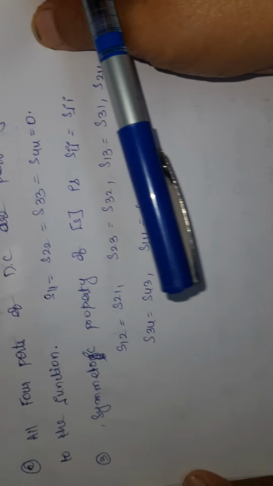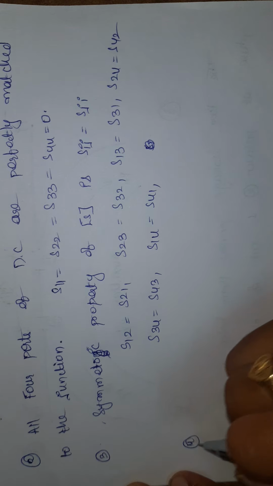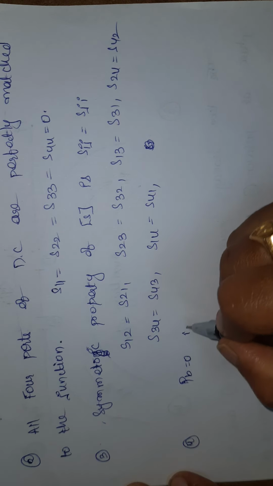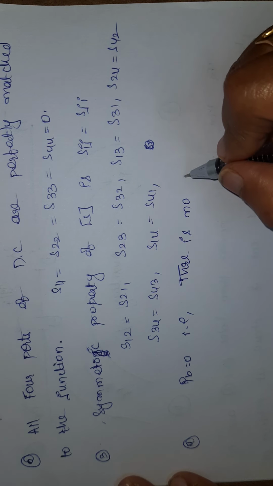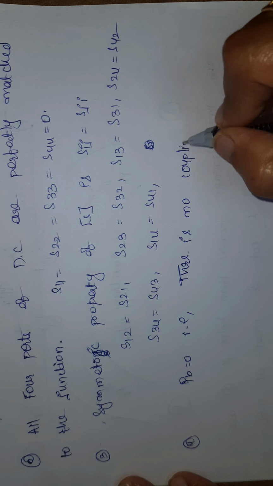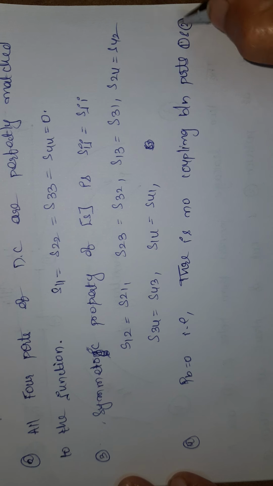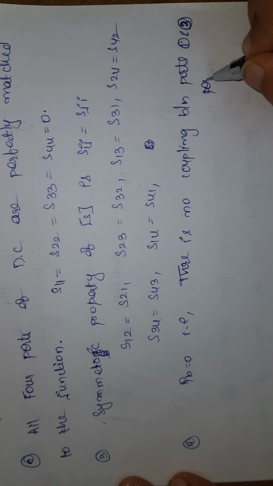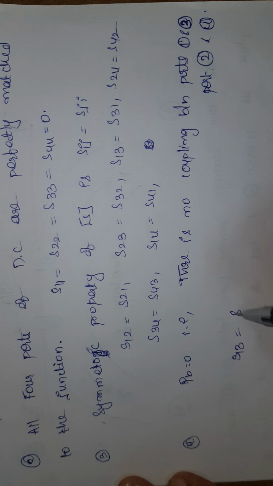And we already know that the back power PB is 0. We already discussed this one. There is no coupling between ports 1 and 3, ports 2 and 4. It means S13 is equal to S31 is equal to 0, S24 is equal to S42 is equal to 0.